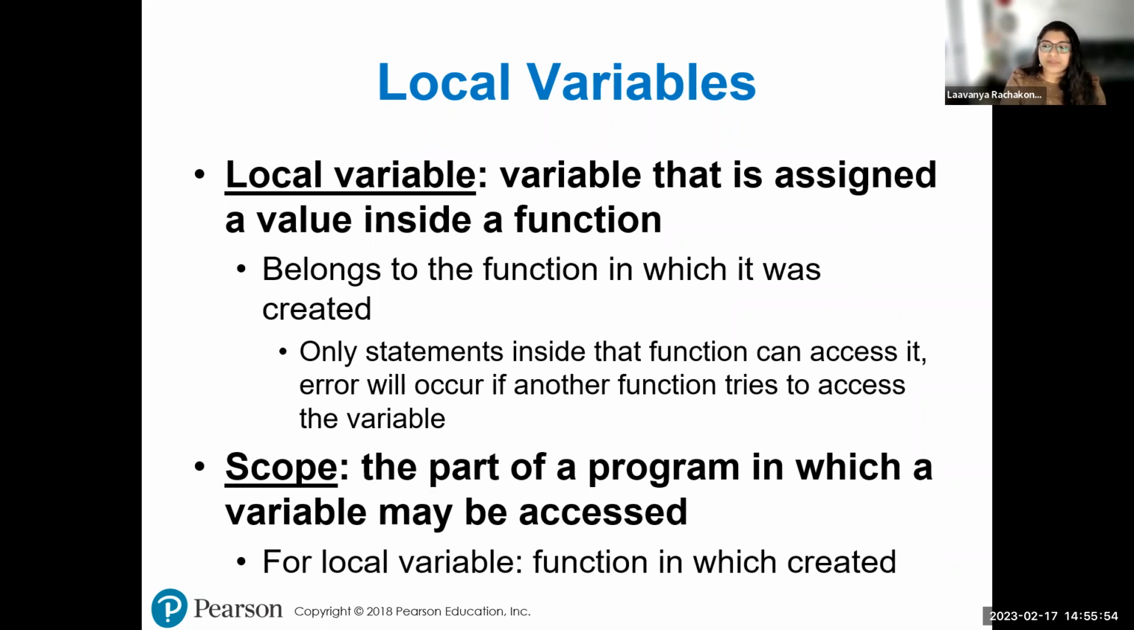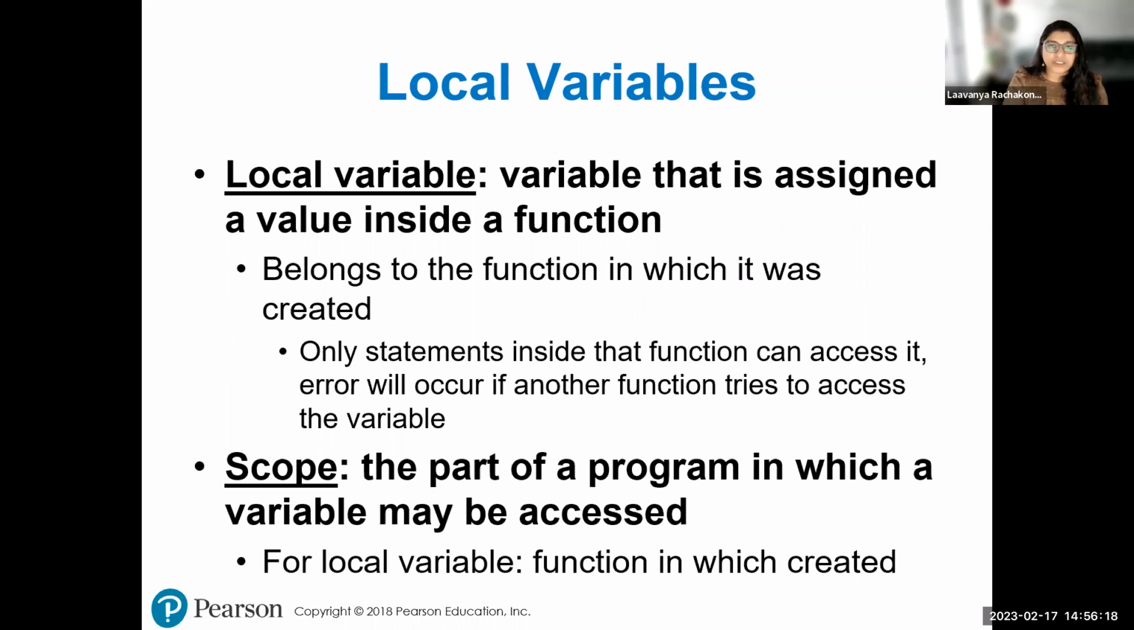A local variable is nothing but a variable that is defined or initialized inside a particular function. This variable is limited to that particular function itself. It belongs to the function in which it was created. So the statements which can access this variable are the statements belonging to the same function.